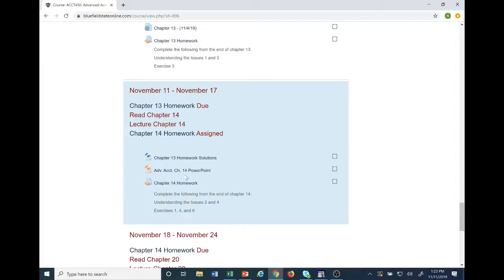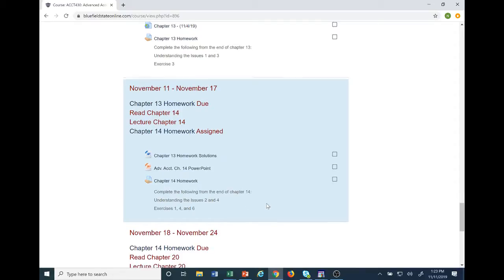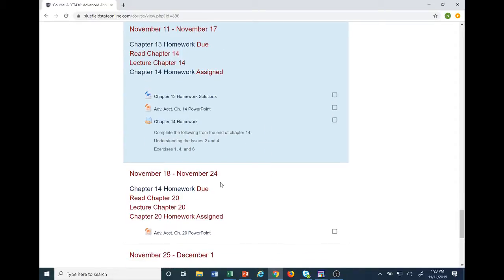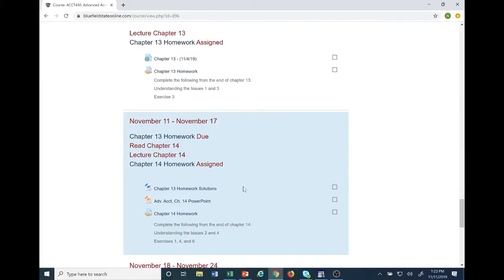And also, Chapter 14 homework is assigned. It's up and loaded in Moodle here, from the end of Chapter 14: Understanding the Issues 2 and 4 and Exercises 1, 4, and 6. And these will be due next Monday at 11:55 as well. So with that being said, we're going to get into Chapter 14 now.